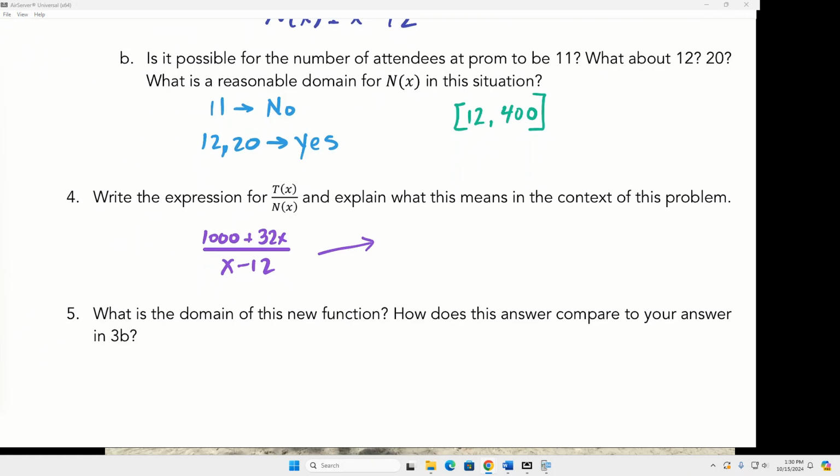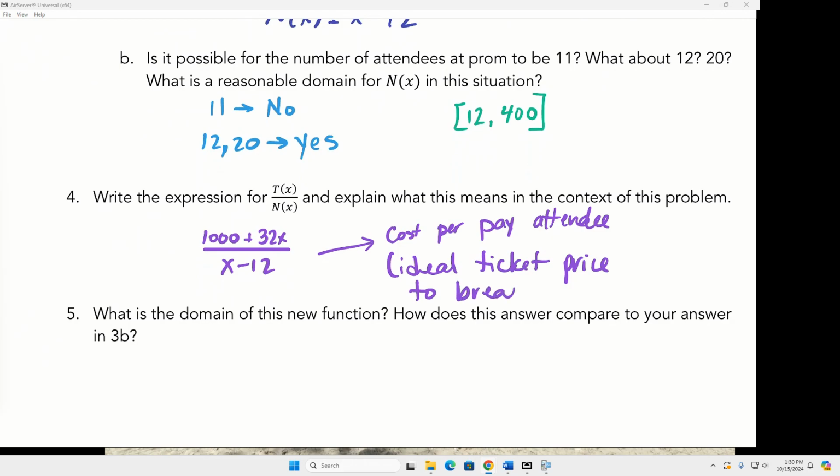It would be the cost per paying attendee. I don't know why I can't say that word. And it's basically the ideal ticket price to break even. So basically, when you buy a ticket, you just pay how much it costs for you to attend. And that's what you want to do for the prom. They don't want to make money on the prom. They just want to pay for everybody who goes and break even.